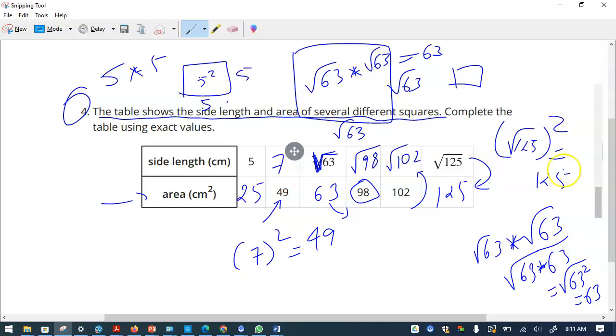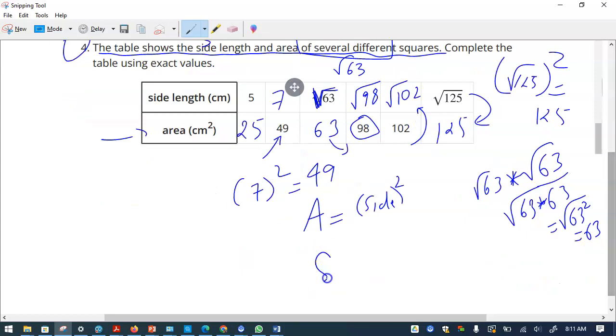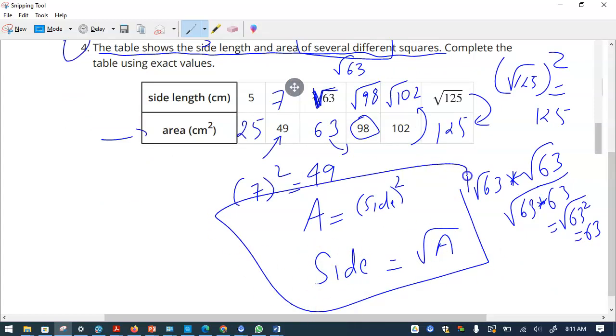So area is the square of the side. The formula is: the area of the square is the square of the side. But if the question asks you to find the side, it is the square root of the area. So this is all you're supposed to know.